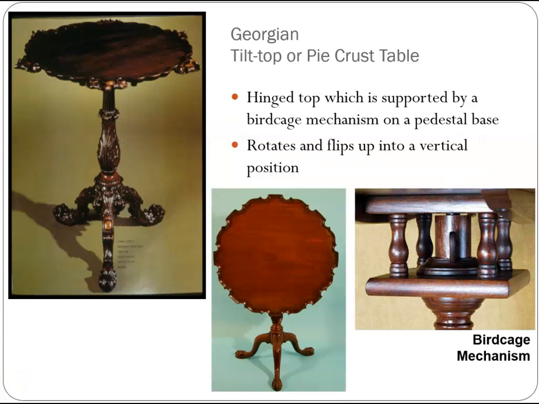This is a Georgian tilt top or pie crust table. You can see that the edge of the tabletop looks very similar to the edge of a pie, and that's why it's called the pie crust table. Now this table was designed so that the top could rotate and flip to a vertical position. And how they did that was they used a bird cage mechanism on top of the pedestal part of the base. So this is the pedestal part of the base. And this allowed the top to rotate.